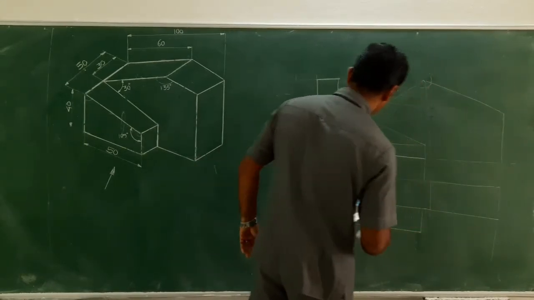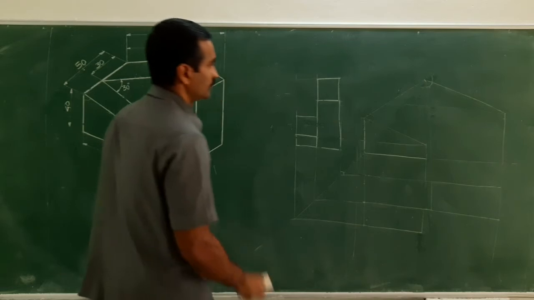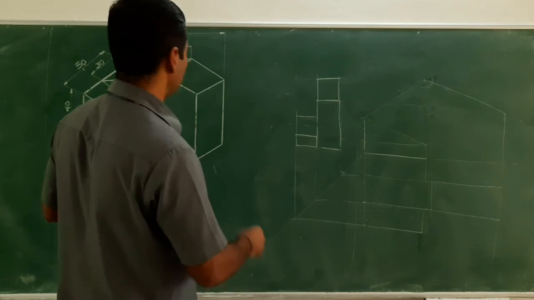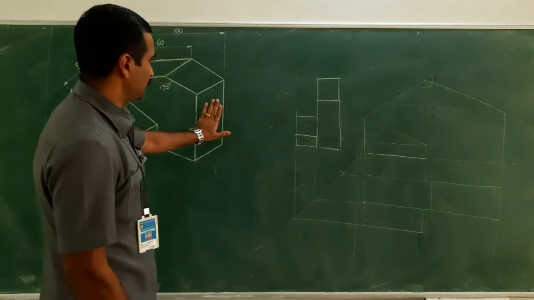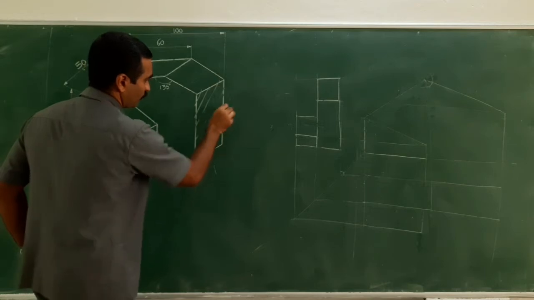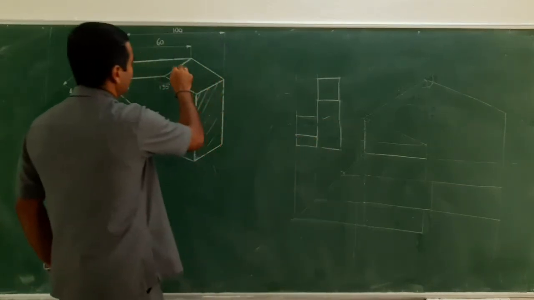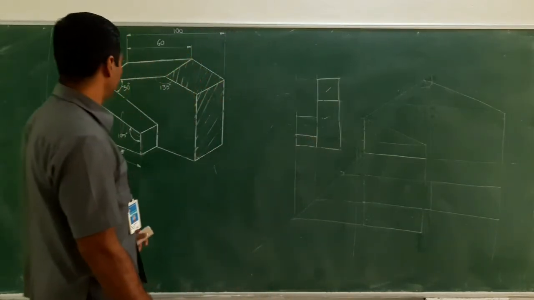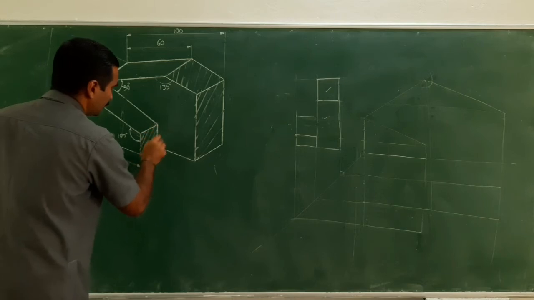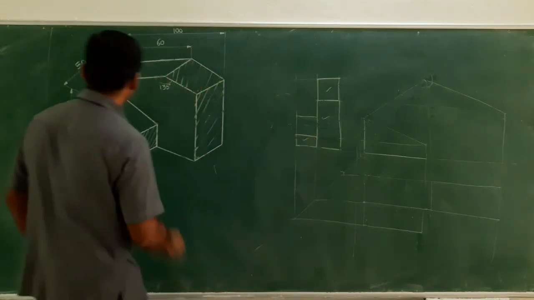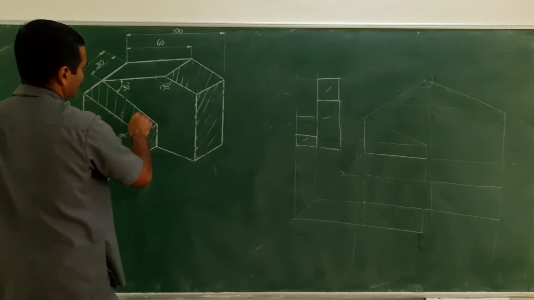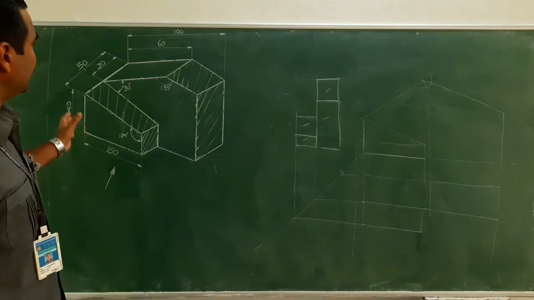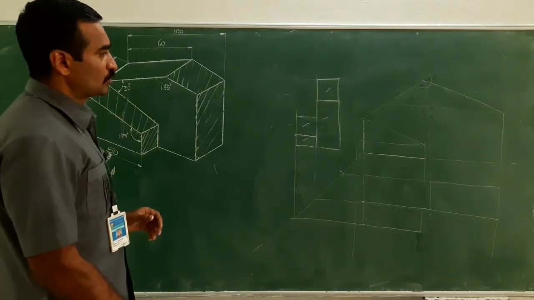Let me just rub out the unwanted lines here, right? So for the side view, this hatching line is here, and this hatching line is here, and this particular hatching line is here, and this particular portion is here. Now, anything else is invisible to you?